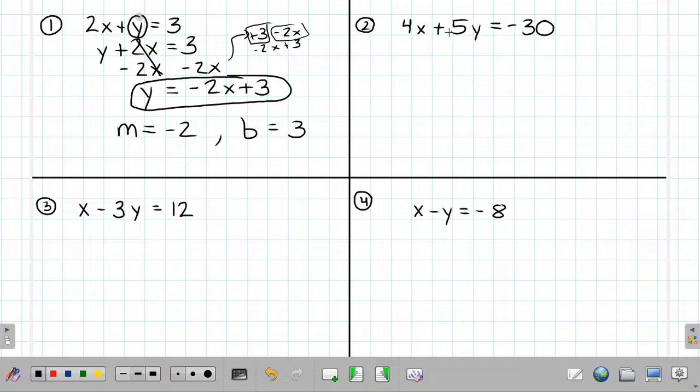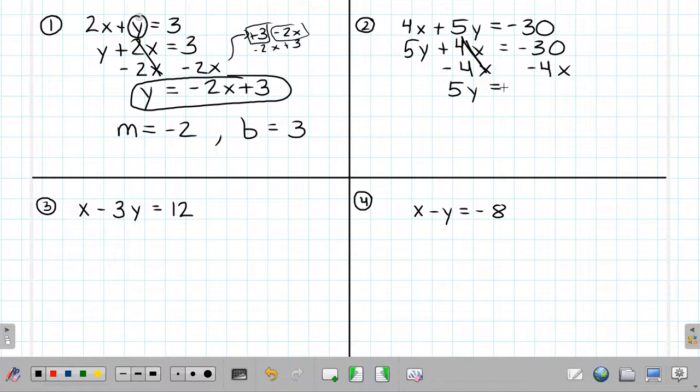So let's go ahead and look at number 2. Number 2, we have 4x plus 5y equals negative 30. That means ax plus by equals c, so this is in standard form. How do we write it in slope-intercept form? First step, let's flip these terms around. Let's get rid of the x term, like we did over here. Okay, so we want to get rid of that. We want to work towards getting our y by itself completely.